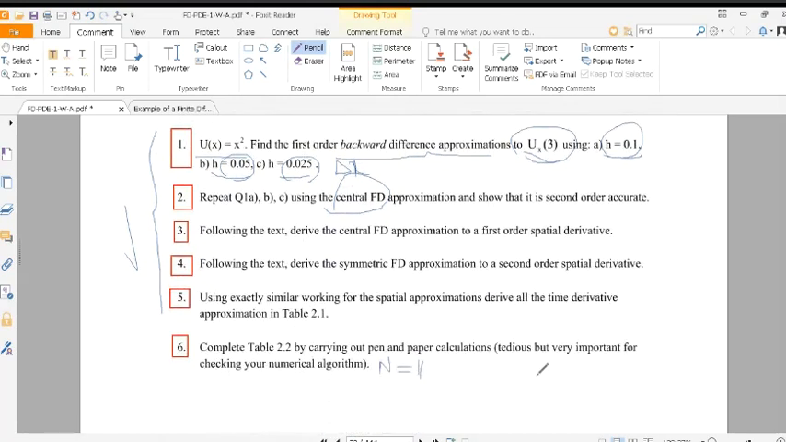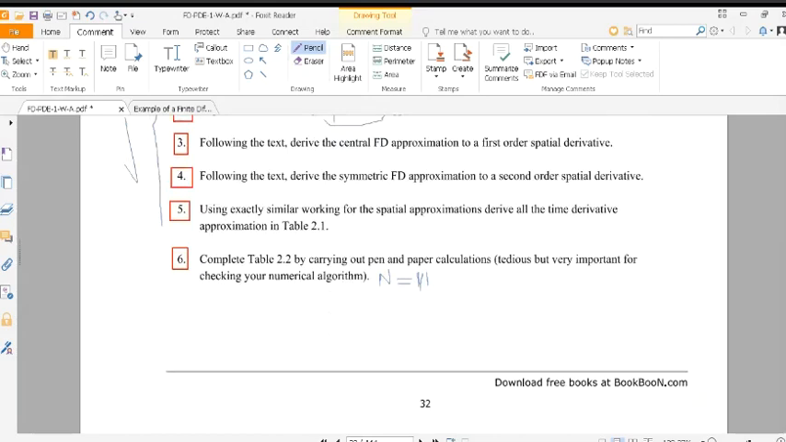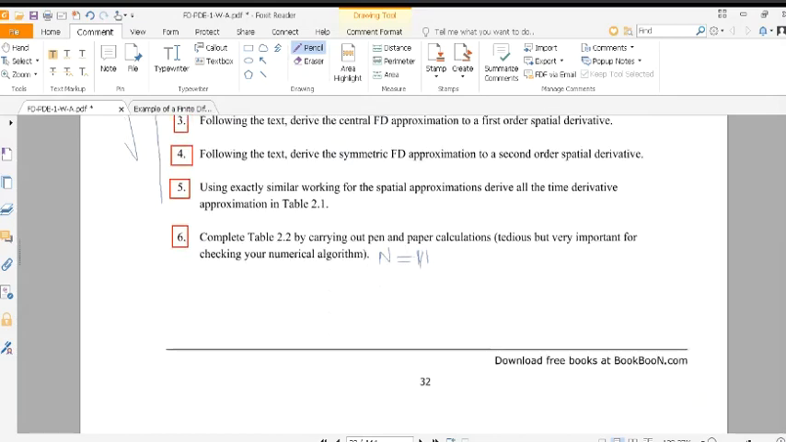And exercise 6 is the solution of the exercise that I have solved for you, but by using n is 11, as I have said to you. Suppose that n is equal to 11 and compute table 2.2 for T1, T2 and T3. Okay? Solve these exercises.